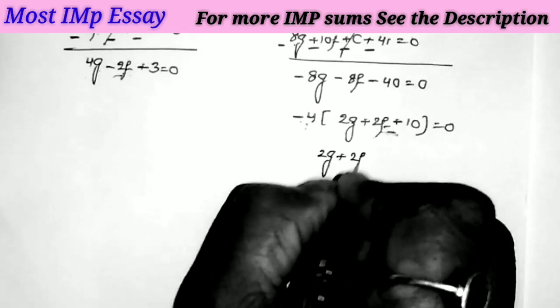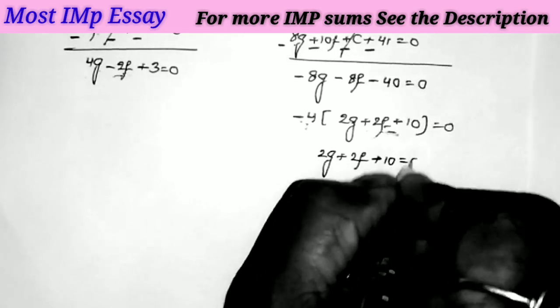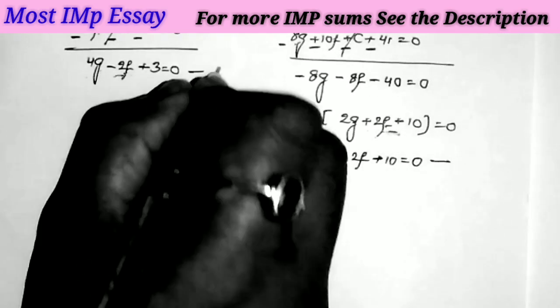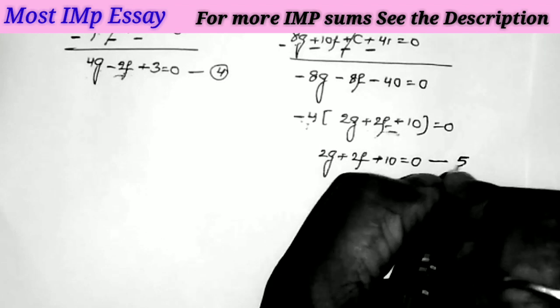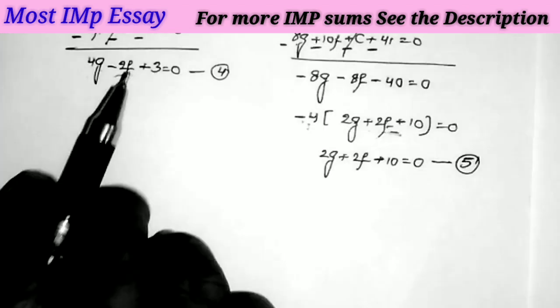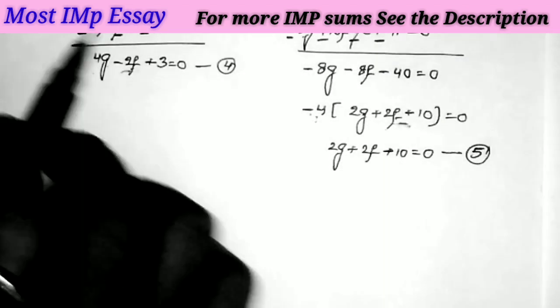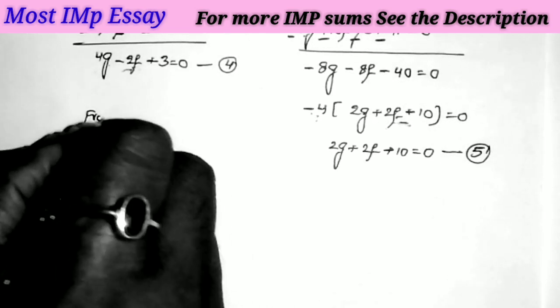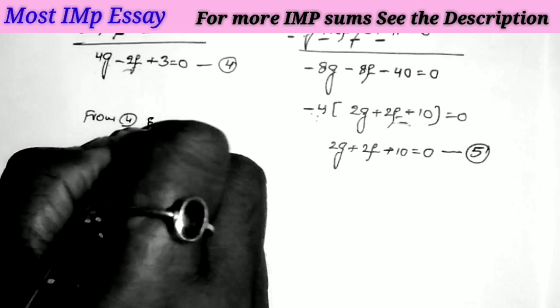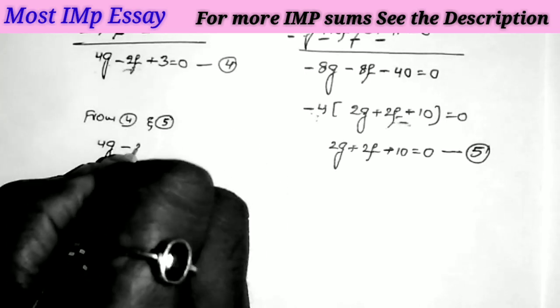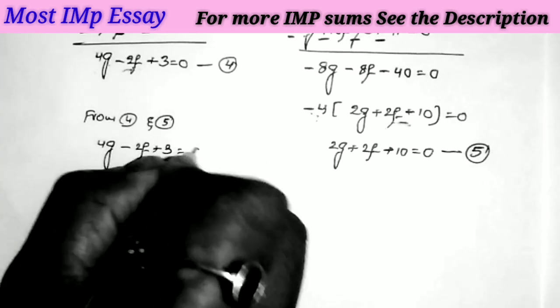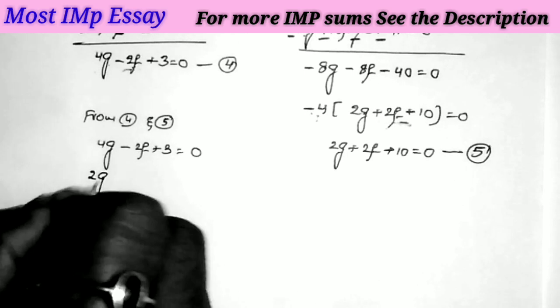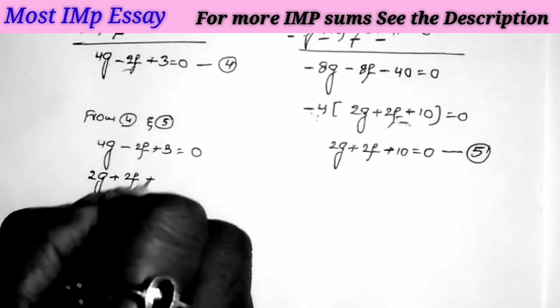Then what is the equation here? 2g plus 2f plus 10 is equal to 0. This is the equation 4 and this is the equation 5. Okay, this equation 4, this equation 5. Now we have to solve these two equations. Writing the 4 and 5 equations: what is fourth equation? 4g minus 2f plus 3 is equal to 0. And what is fifth equation? 2g plus 2f plus 10 equal to 0.